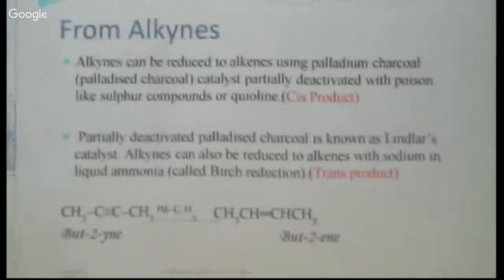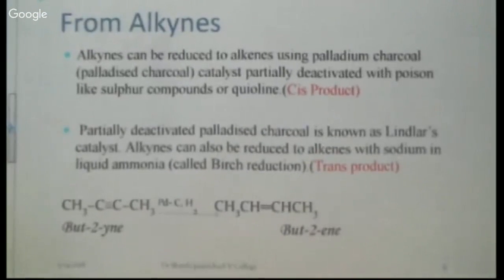Now, I told you when we were discussing the methods of preparation of alkanes that alkenes add on 1 molecule of hydrogen to form alkanes, whereas alkynes add on 2 molecules of hydrogen to form alkane. Now, if you have to stop the reduction at the alkene stage, that means you have to carry out a controlled reduction. So you have to control the reduction so that it is not proceeding beyond the alkene stage. That can be done by using two different types of catalysts.